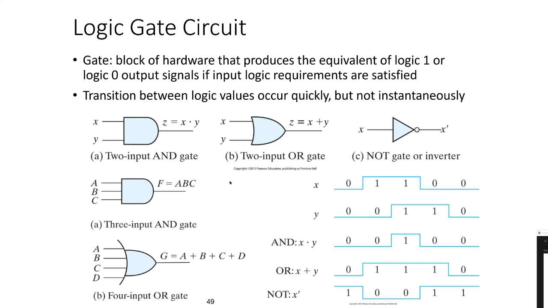Here are the physical logic gates themselves. Here's an AND gate, here's an OR gate, here's a NOT gate. And we can have more than just 2 inputs on these. We could have 3 inputs. Here's a 4 input gate. We could also have that too.